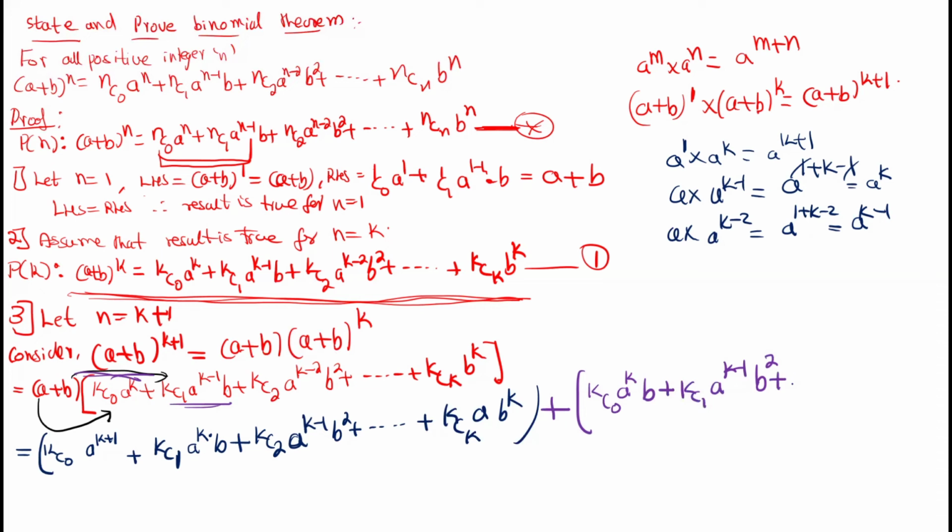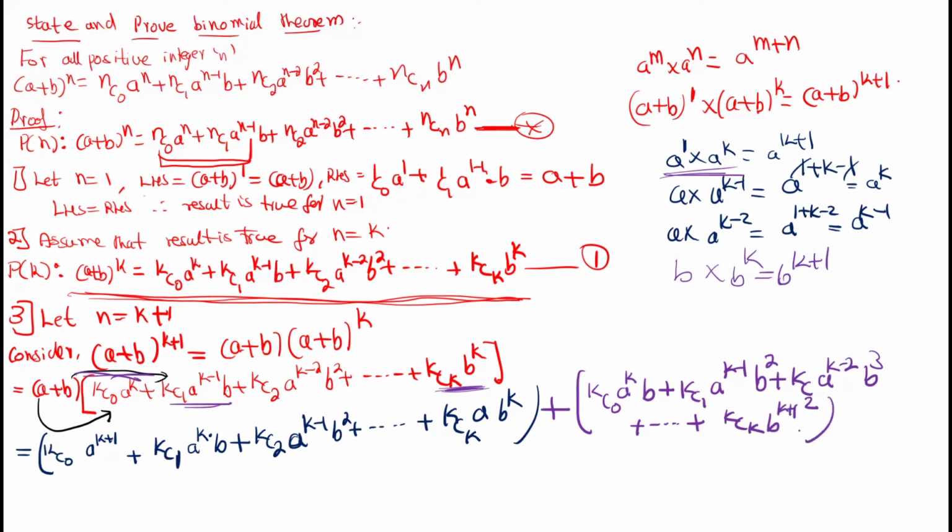Plus kC2 into a power k minus 2 into b cube, okay, plus dash dash dash, all right. What is the last term? Plus kCk into, you can get b power k plus 1. So the last term will be kCk into b power k plus 1.